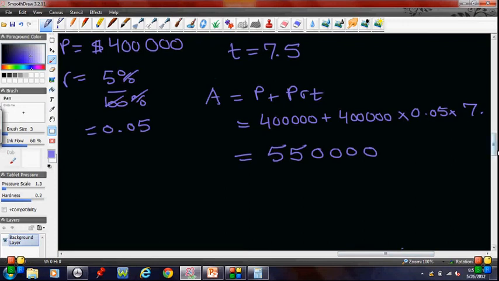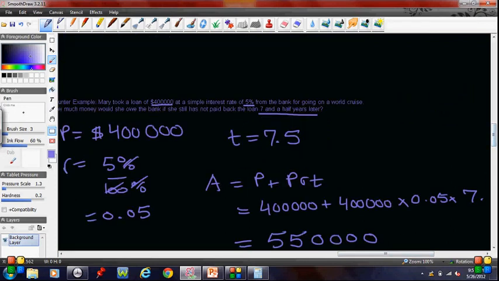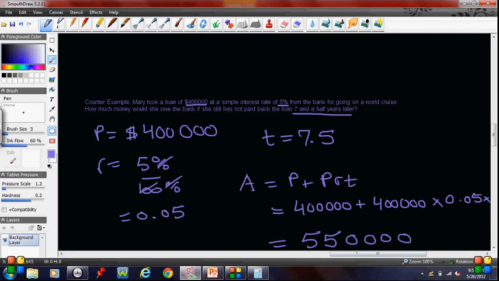So let's go back to the question and read it. It says that Mary took a loan of $400,000. Okay, so that seems right until there. At a simple interest rate of 5%. I mean, you can't really go wrong from there. From the bank for going on a world cruise. How much money would she owe the bank if she still has not paid back the loan 7.5 years later? Seems right enough. But the trick to this question is this right here.